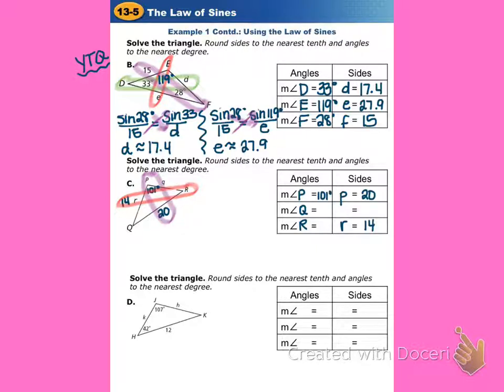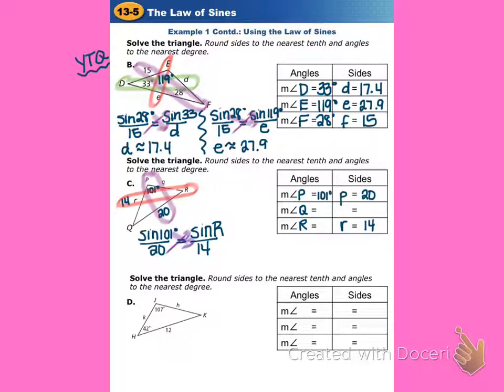So I could start off by saying the sine of 101 degrees over 20 is equal to the sine of, well, this is what I don't know, I don't know the angle R, so the sine of R over 14. So we've done some work with finding angles before in the prior lessons, and we used inverses for angles, right? So we know that at some point we're going to have to use an inverse trig ratio to find this angle measure. So we're going to go ahead and do the cross products first.